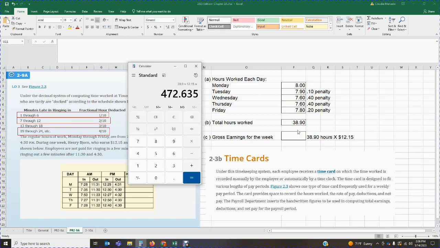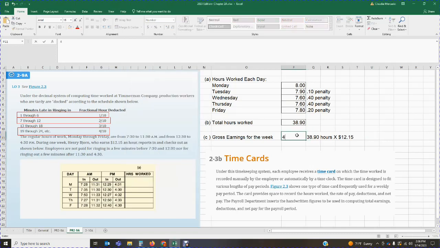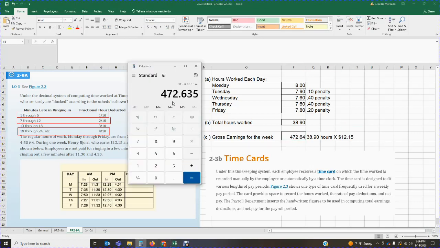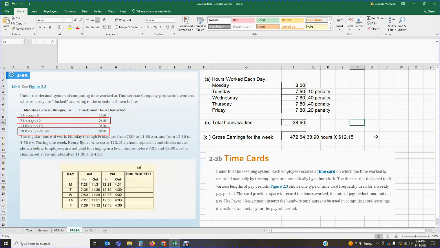$472.64. Okay, and be very careful with that because a lot of students may make mistakes when they're rounding, and that causes them to make a mistake and get the problem incorrect. Okay, so remember, look at the number. If the third digit is a 5 or greater, you need to round that second digit up by 1. Okay, so it will be 472.64.